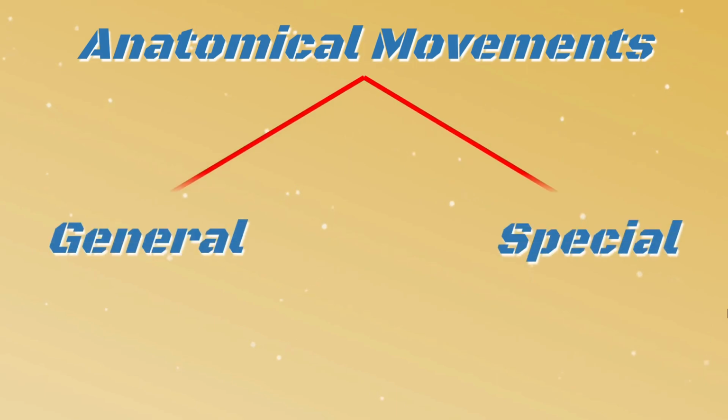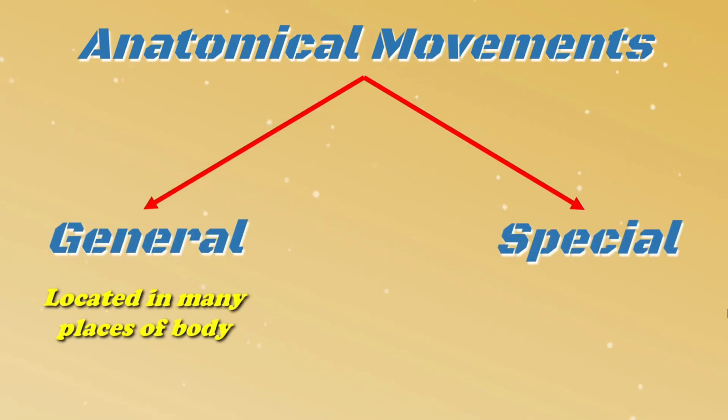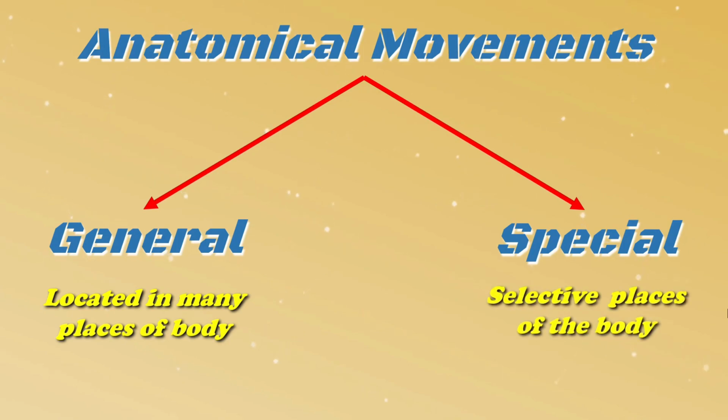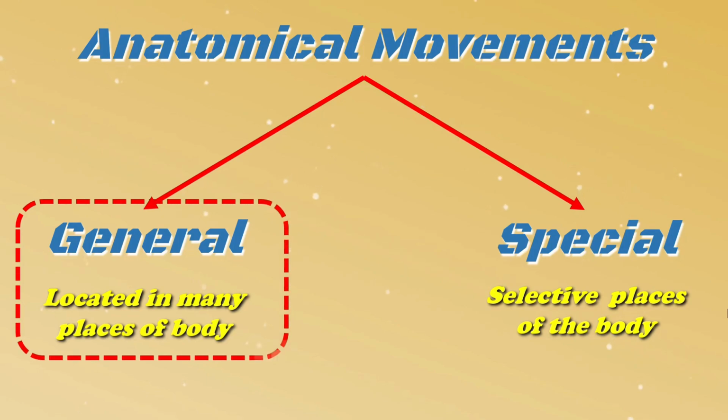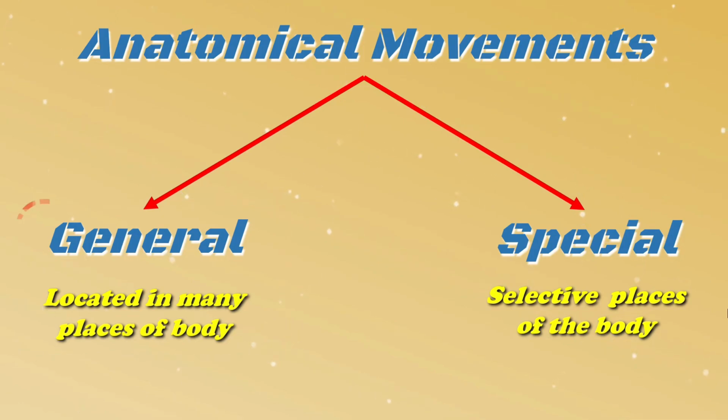There are general and specialized classifications for anatomical movements. The general anatomical movements are located in many locations of the body, whereas the special anatomical movements are restricted to certain places only. Firstly, I will address the topic of general anatomical movements.